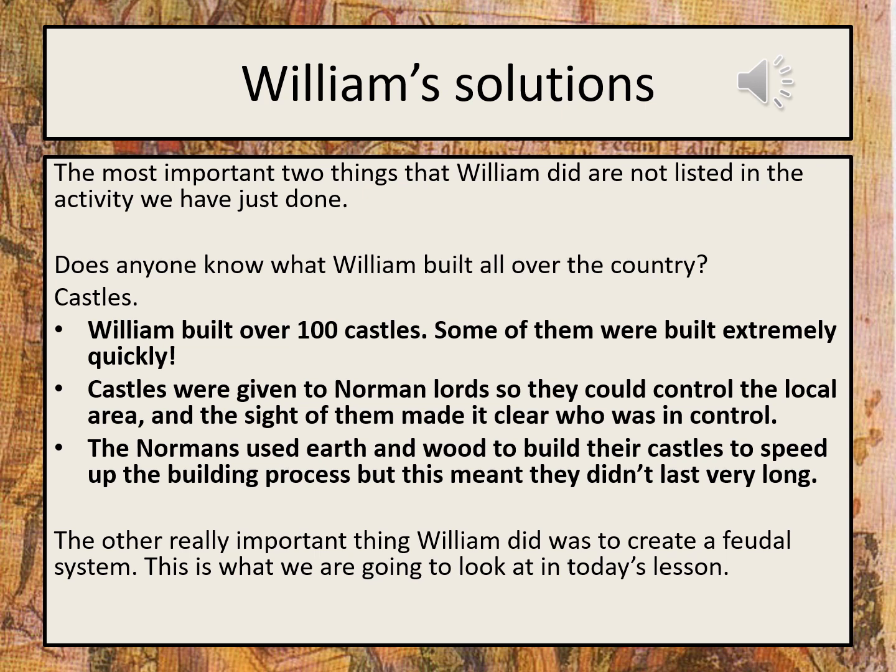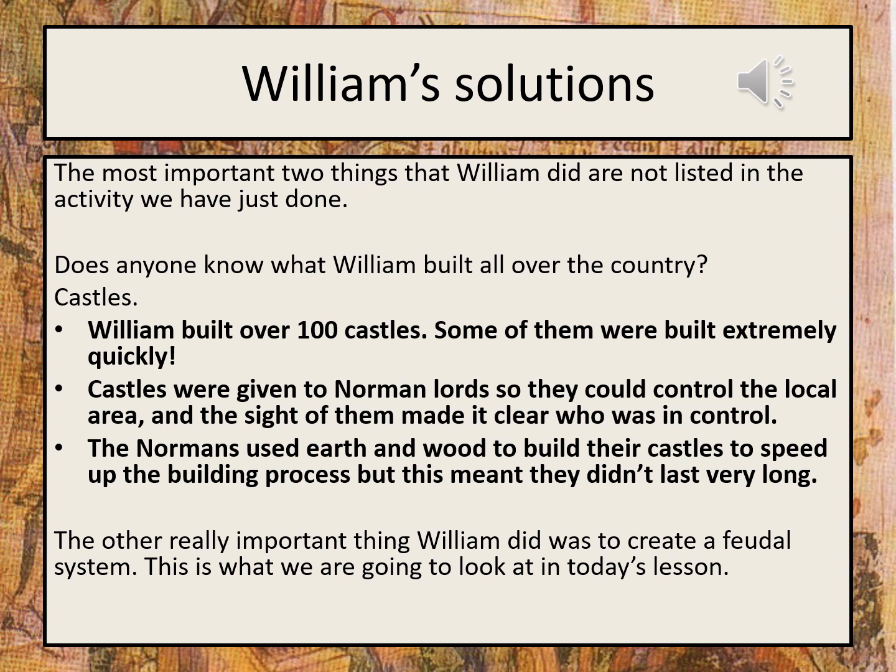The two most important things that William did are not listed in the activity we have just done. Does anybody know what William built all over the country? Castles. William built over 100 castles. Some of them were built extremely quickly. Castles were given to Norman lords so that they could control the local area, and the sight of them made it clear who was in control.